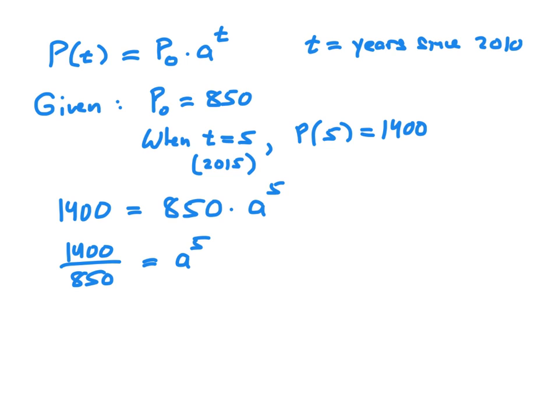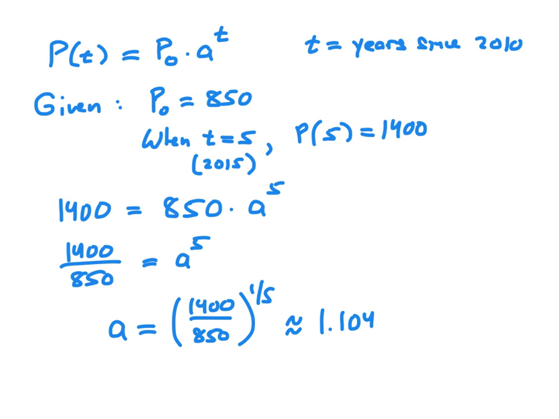We could certainly simplify 1400 over 850. However, at some point, we're going to just substitute this into a calculator, so it's fine to just leave it like this if you like. In order to solve for a, we're going to take each side of this equation to the 1/5 power. And so a is going to equal 1400 over 850 to the 1/5 power. At this point, we can enter this into a calculator and see that this is approximately 1.1049. So this will be our growth rate for this particular exponential model.